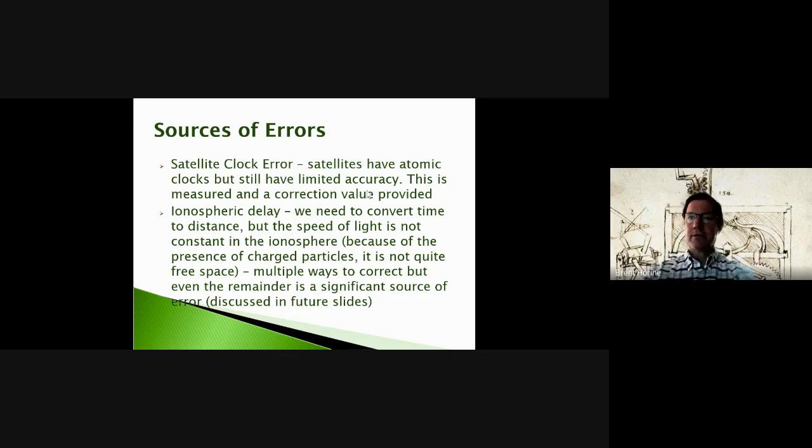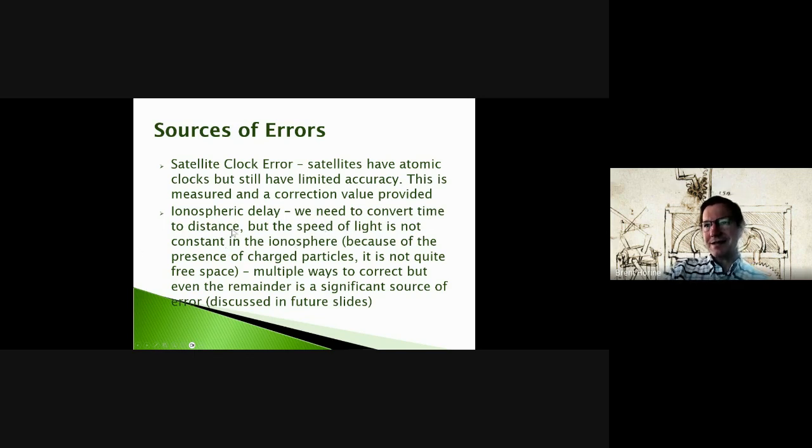We also have ionospheric delay. We need to convert time to distance, right? So in our pseudo range, we're measuring this time with some clock errors and that type of thing. But ultimately what we're interested in is distance. The speed of light is what we would use to convert that time to distance. So that's in seconds and that's in meters. Speed of light is meters per second. That's an easy conversion, right?